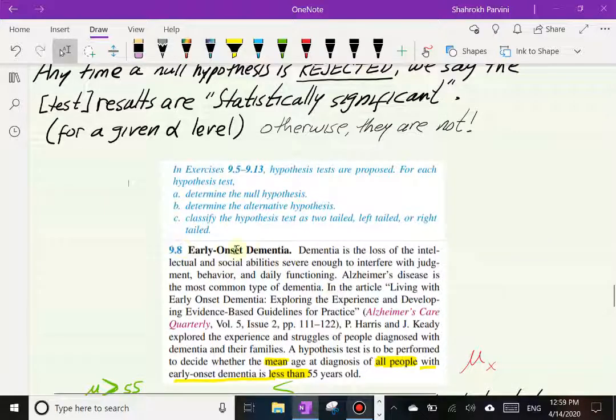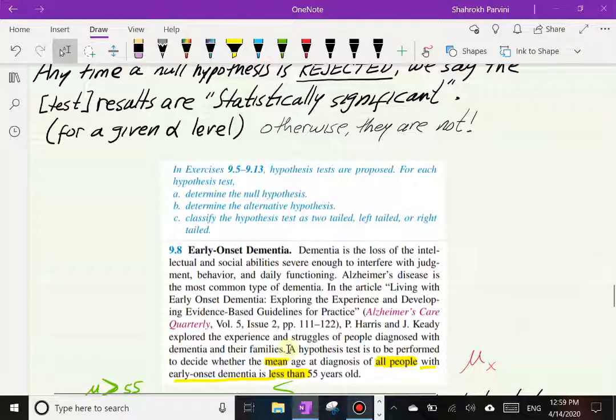In this exercise that we are reading, this has to do with the early onset of dementia. So it reads, as you can read, dementia is the loss of intellectual and social abilities severe enough to interfere with judgment, behavior, and daily functioning. Alzheimer's disease is the most common type of dementia. And then there's a full citation to this research. This is an actual research that was conducted. So in this exercise, the researchers explored the experience and struggle of people diagnosed with dementia and their families.